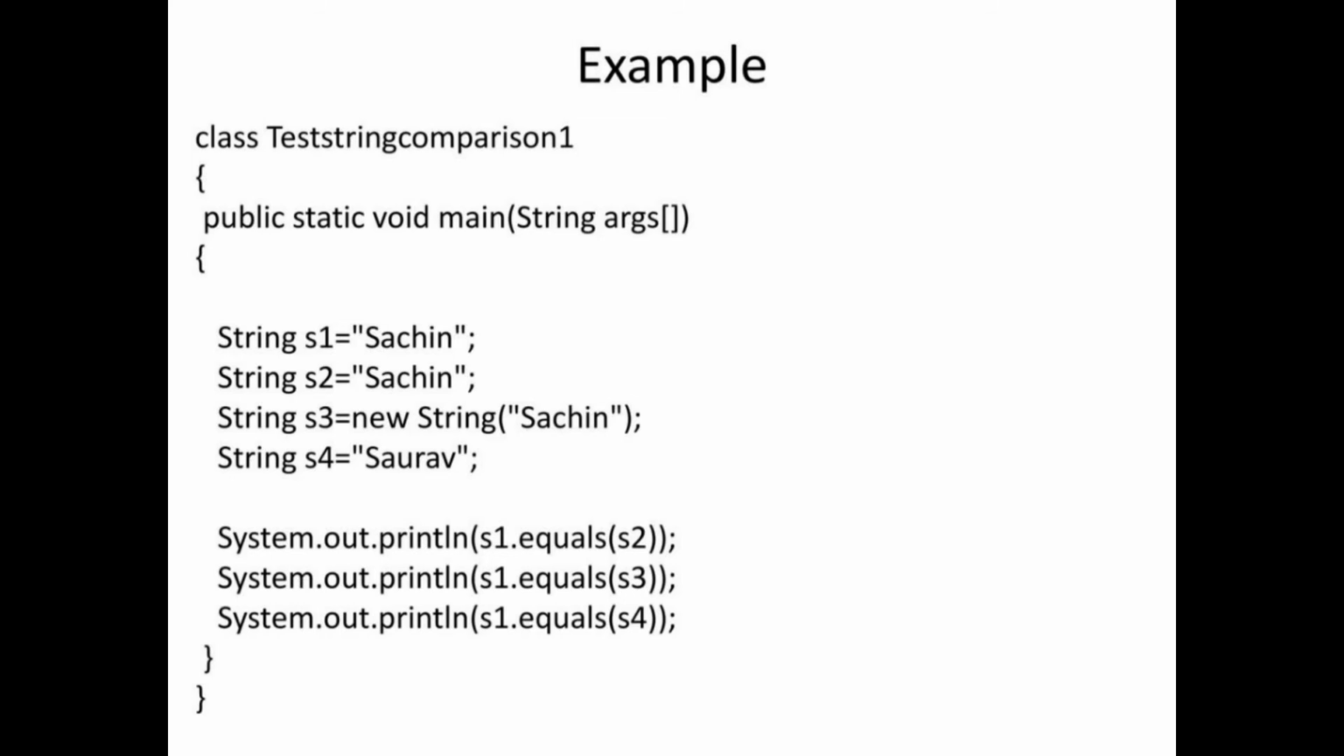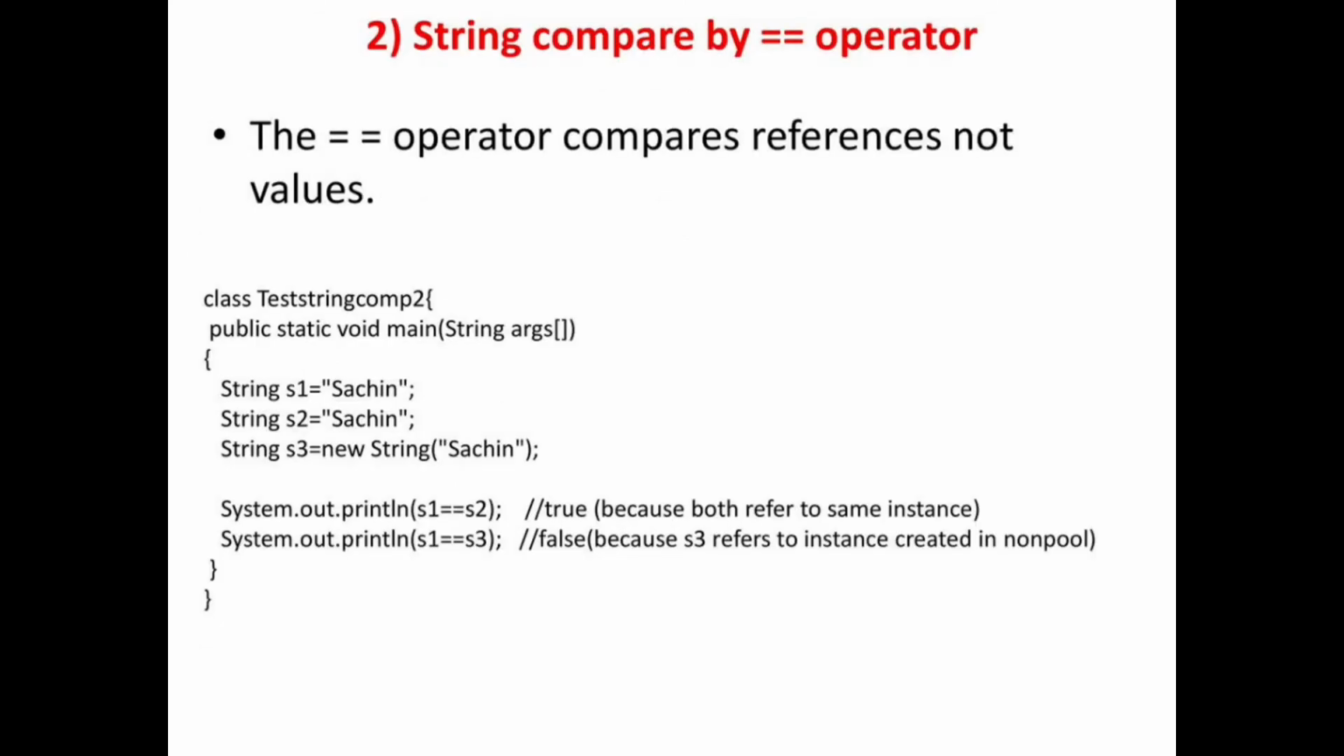And S1.equals(S4) shows false, because Sachin and Saurav are not equal. Next, the second method is comparing using the equal-to operator, that is double equal to (==).